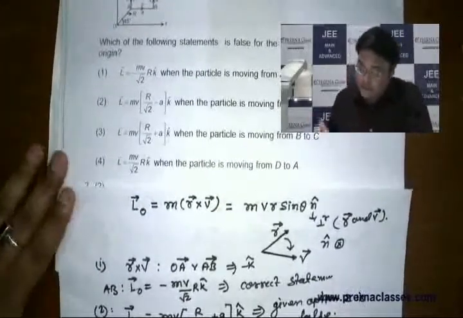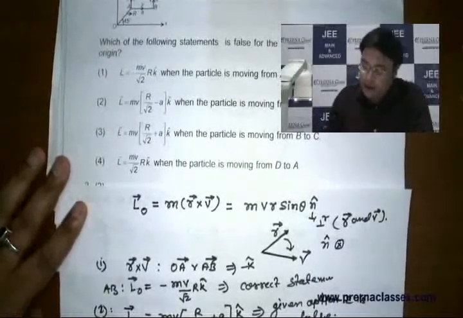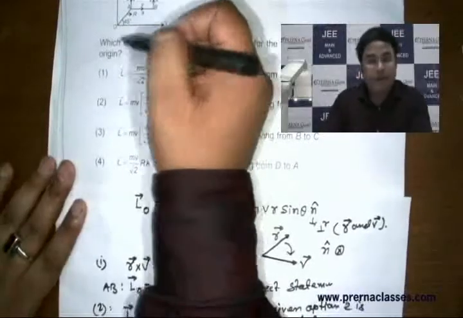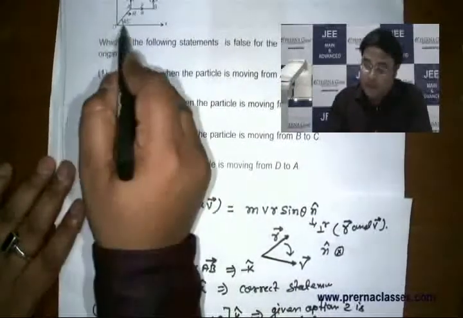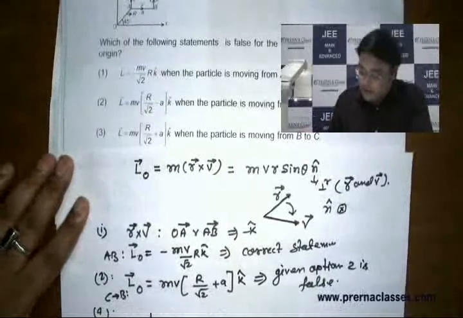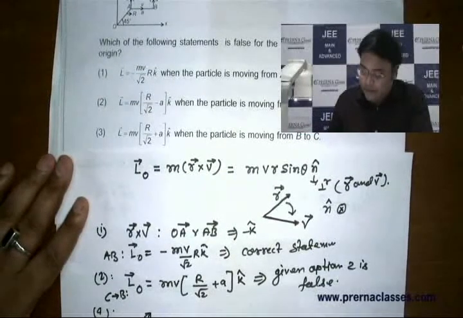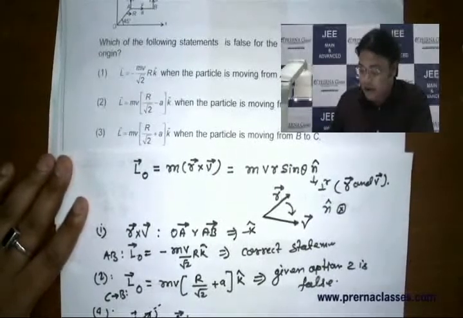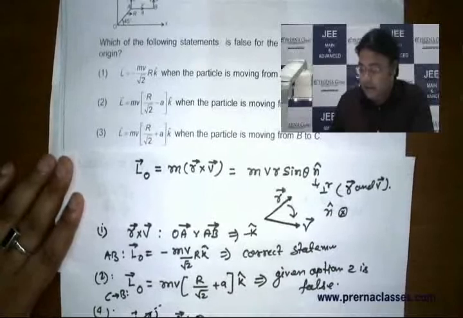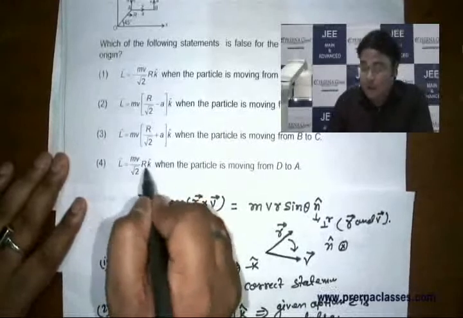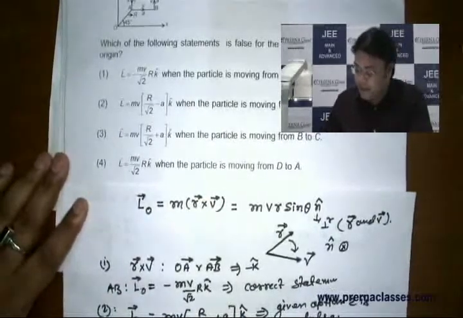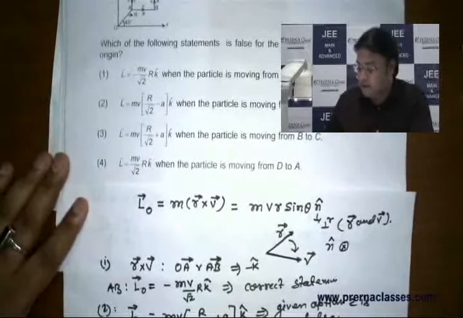Now check the third and fourth. Similarly, if you take the fourth option, for D to A the perpendicular distance is r by root 2. Okay, so r by root 2 comes here, but for the direction, for D to A the velocity vector is in this way and the r vector is in this way. So what is the direction? It gives angular momentum which is directed into the plane, or you can say minus k cap. But in the given option it is on the positive z axis. That implies the fourth option is false.